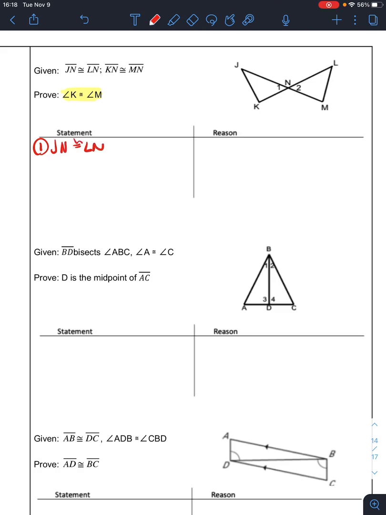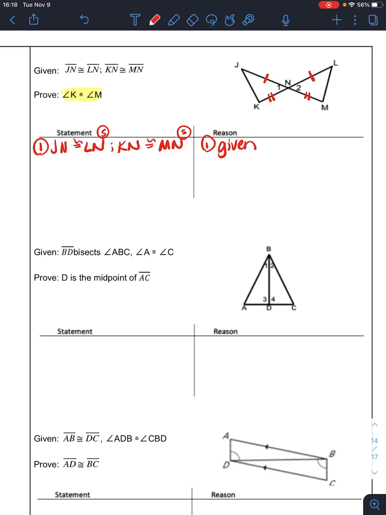We know that JN is congruent to LN. And we know that KN is congruent to MN. We always go over and mark it on our picture because it will help us to keep up with everything. So JN is congruent to LN, and KN is congruent to NM. So that's what we know. Okay, so I have a side congruent to a side, and I have a side congruent to a side. So I either need another side or I need an angle.